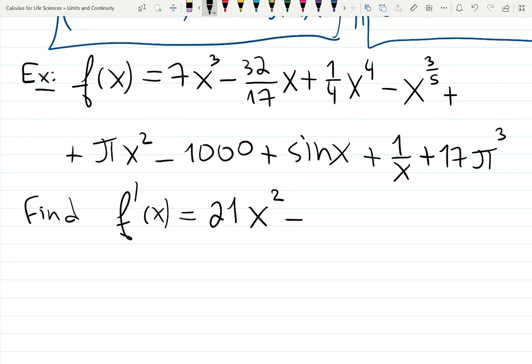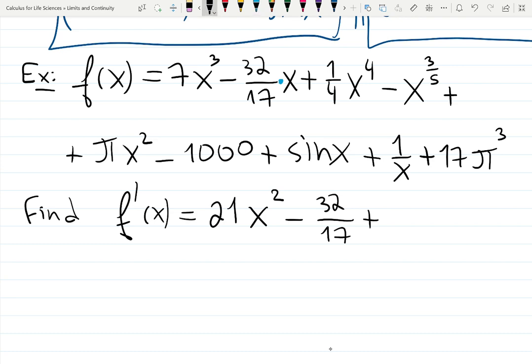Minus 32 over 17x. 32 over 17, x gives you 1. So see the difference. This one is multiplied, so the constant should survive. But the derivative of x is 1.